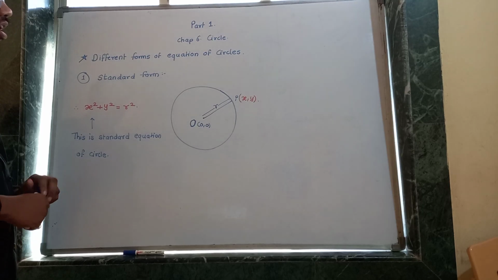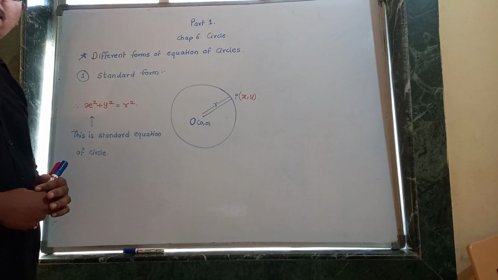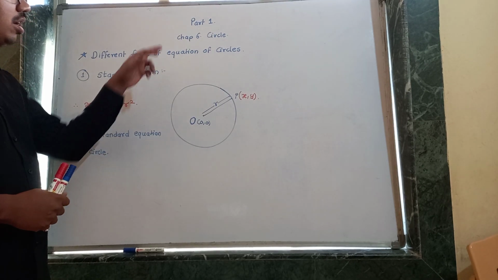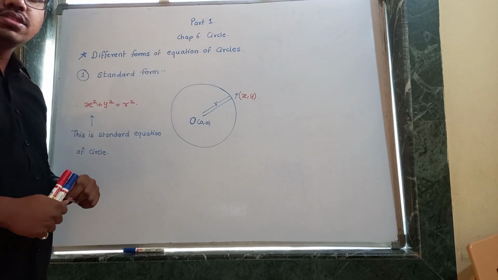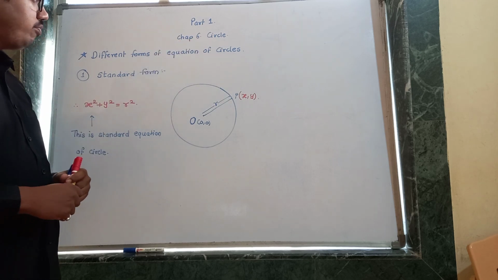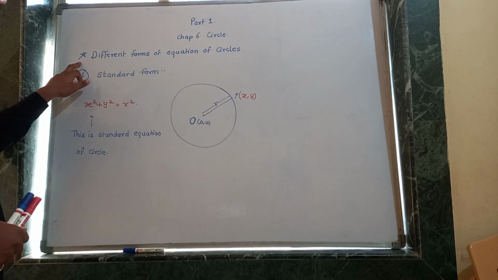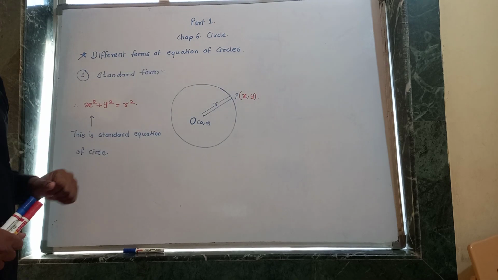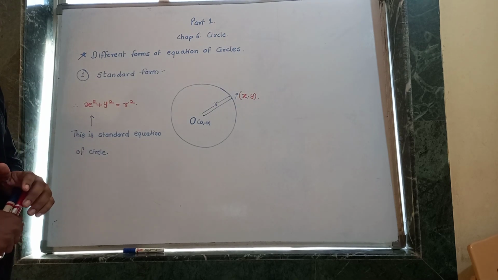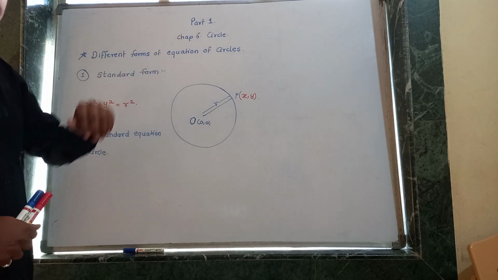Okay. Good morning, students. Today we will see the next chapter in mathematics. It is Part 1, Chapter number 6, that is the circle. So for that, there are some important points. The first important point is different forms of equation of circles.